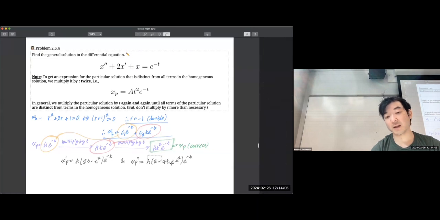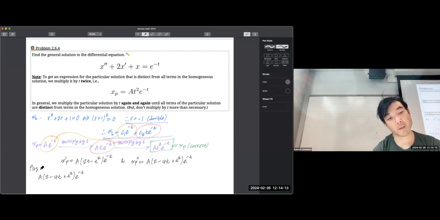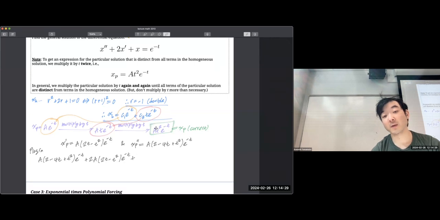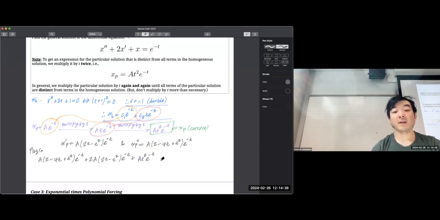So what we're going to do is take this, and that goes into your x double prime. So this is like plugging in. And then you have plus 2 times your x prime, plus your x, which is this one right here. It's xp that's been multiplied by t twice. And so that's the left-hand side, and this has to equal e to the negative t.